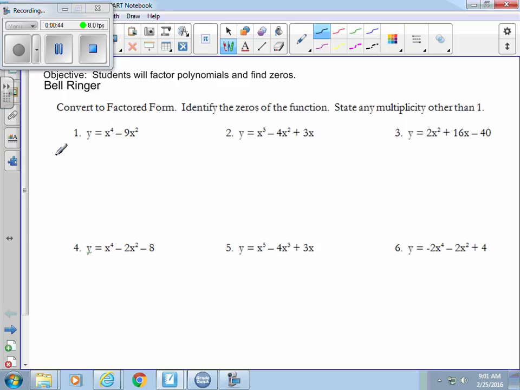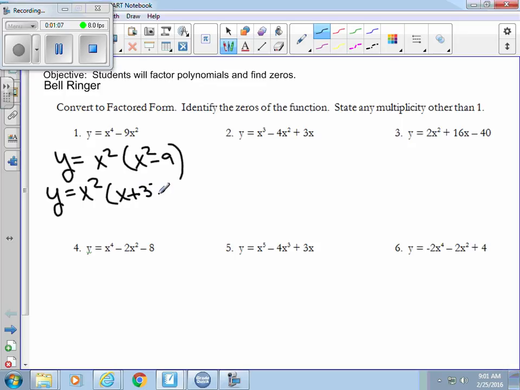What is always step 1 when we factor? Greatest common factor. Good. Always take out a greatest common factor first. Does everyone agree this one has an x squared? Is there anything else that factors in this one? Very good. What are the zeros? -3, 3, and 0. What are their multiplicities?